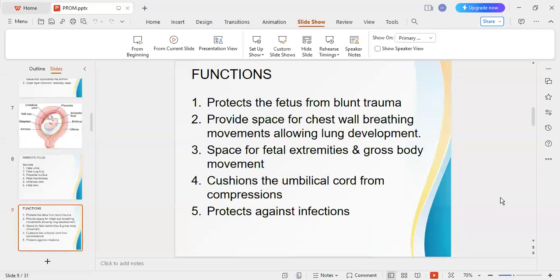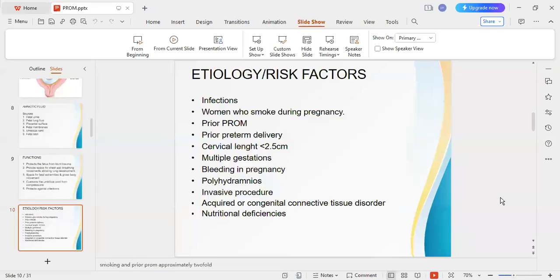What are some of the functions of the amniotic fluid? It protects the fetus from trauma. It helps in lung maturation, lung development. It provides a space for the fetal extremities and gross body movements. It cushions the umbilical cord and protects it from compressions, and also protects against infections.